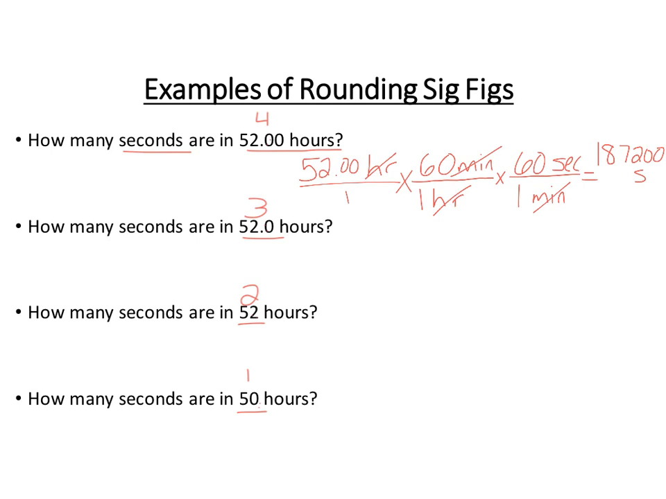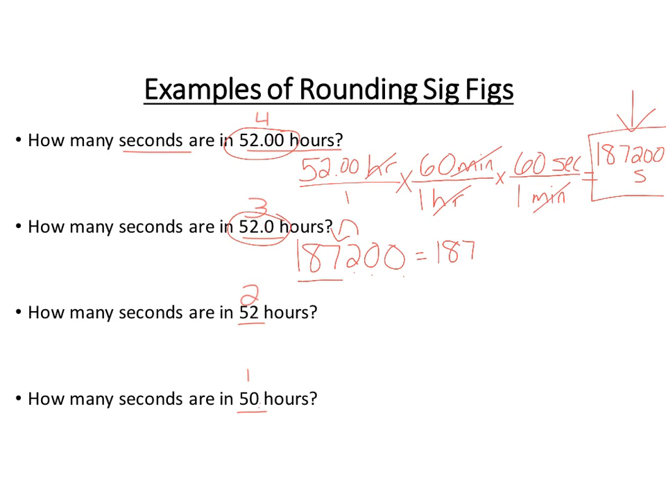Okay, so for this first one, because I started with 4 sig figs, my answer must have 4 sig figs. So if you look here and follow our sig fig rules, you'll notice that this already has 4 sig figs. So I'm done. Now here, we would get the same mathematical answer in the calculator, but we need to round that to 3 sig figs because that's what our given had. So there is my 3 sig figs. Does that 2 make my 7 round up or stay the same? It's going to stay the same. So it'd be 187.